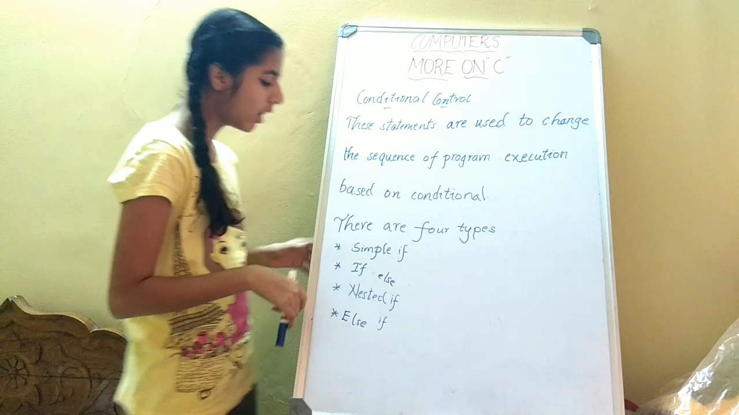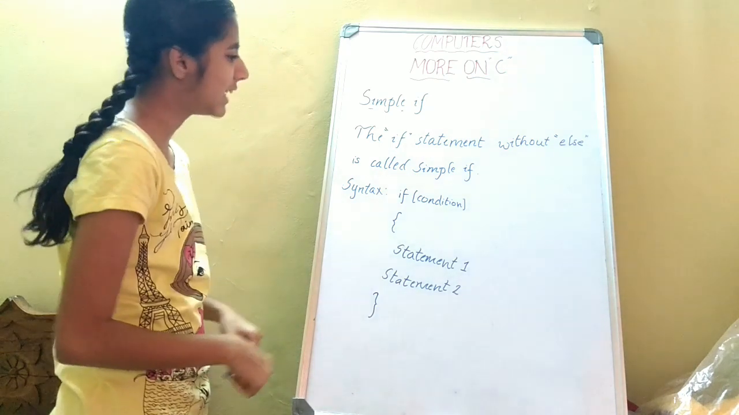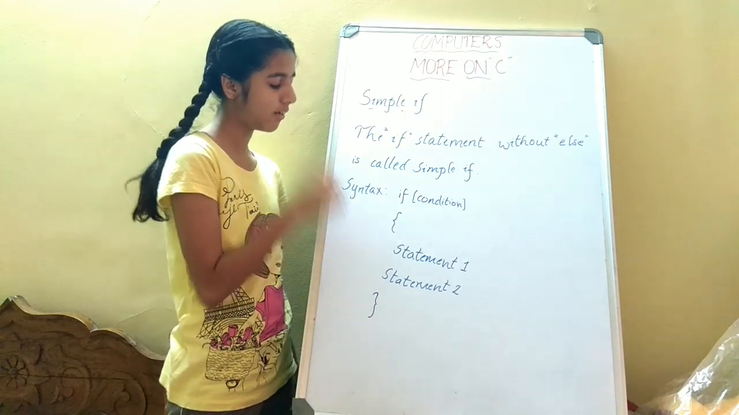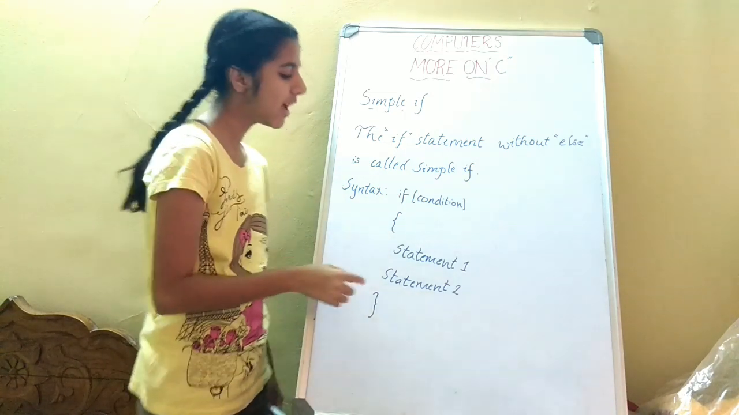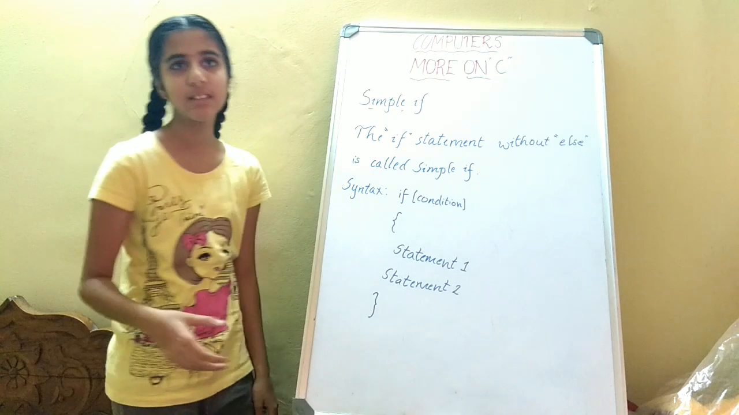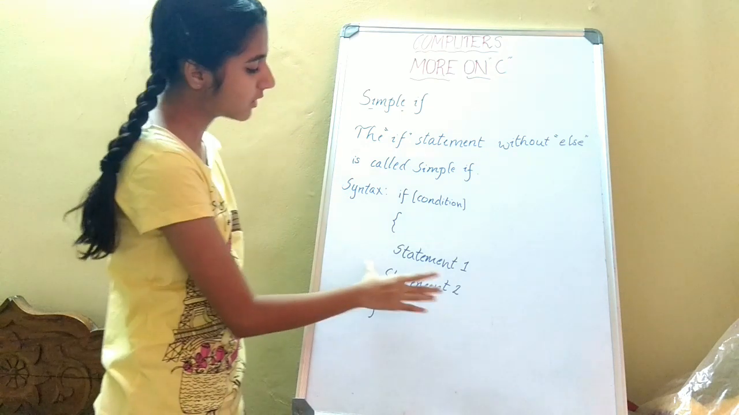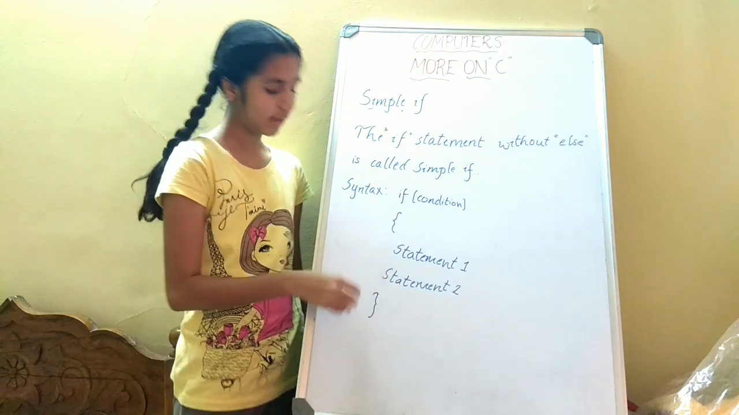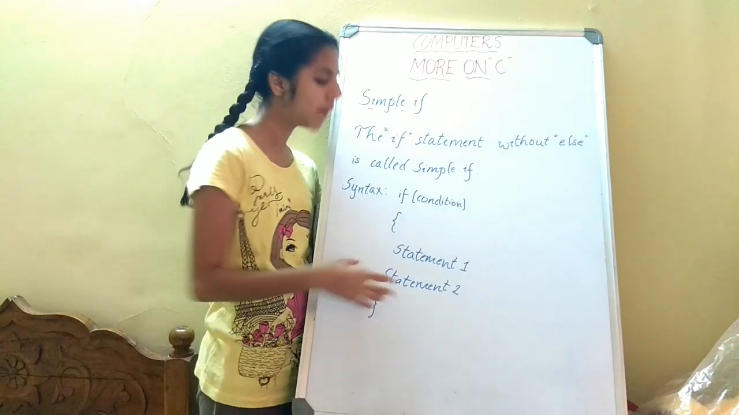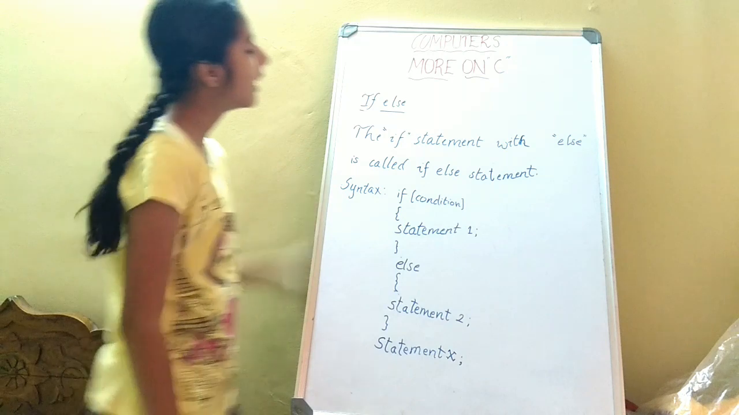Now we will go on to simple if. The if statement without else is called simple if. Syntax: if condition, then braces, statement 1. If the condition is true, statement 1 is executed, then it will go to statement 2. Afterwards, the program will be executed from the process.